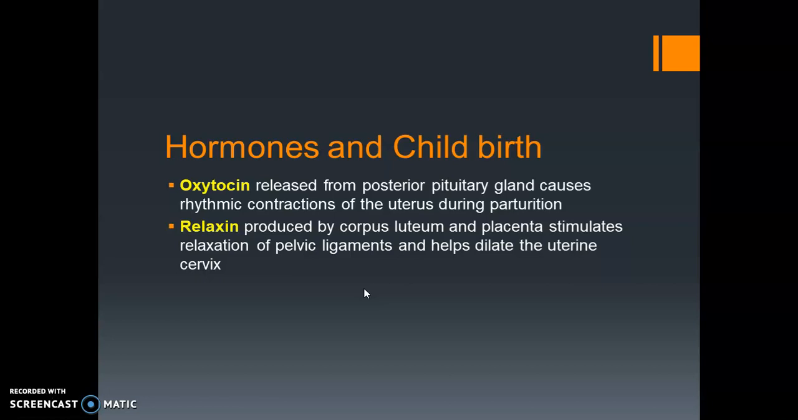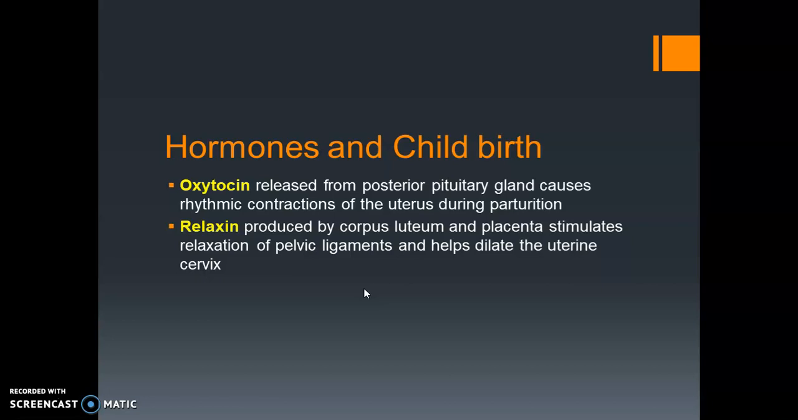So the connection between the mother and the child is established through the placenta. The placenta also functions like an endocrine gland, and it produces certain hormones, and one among these hormones is relaxin. At the time of childbirth, relaxin will be produced by the corpus luteum and the placenta, and the function of relaxin is to cause the relaxation of the pelvic ligaments.